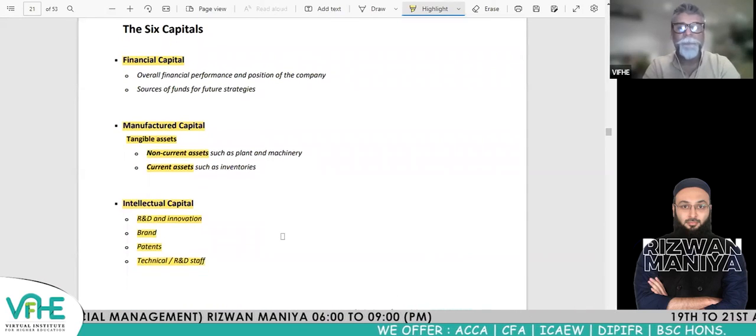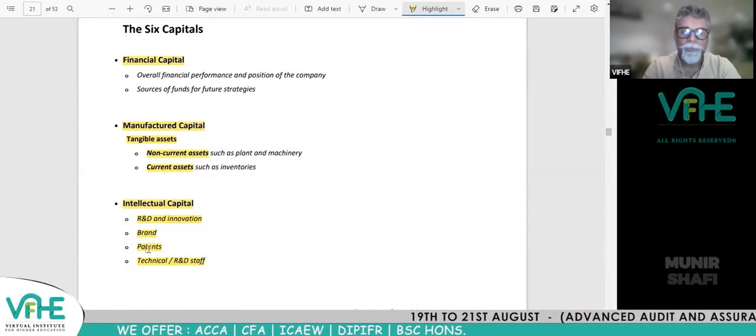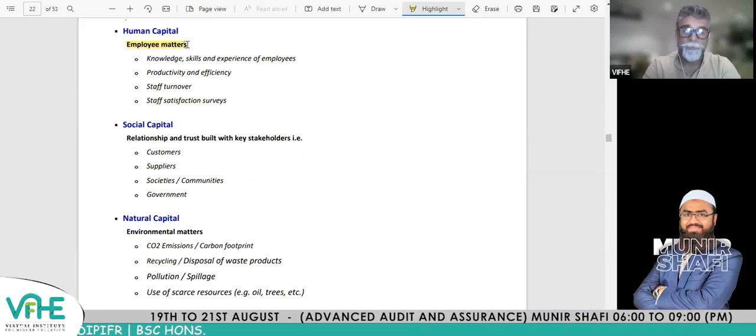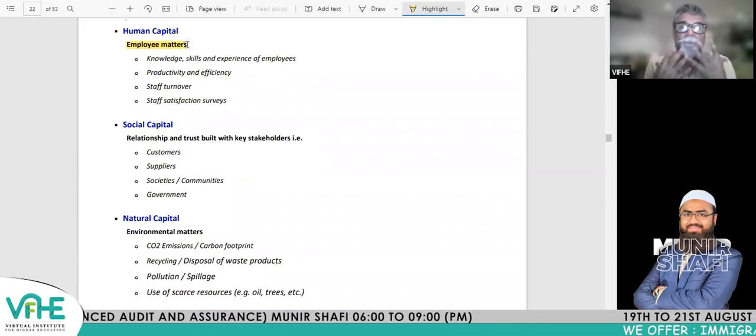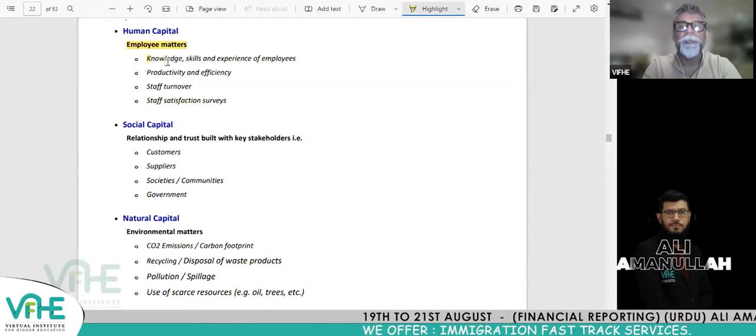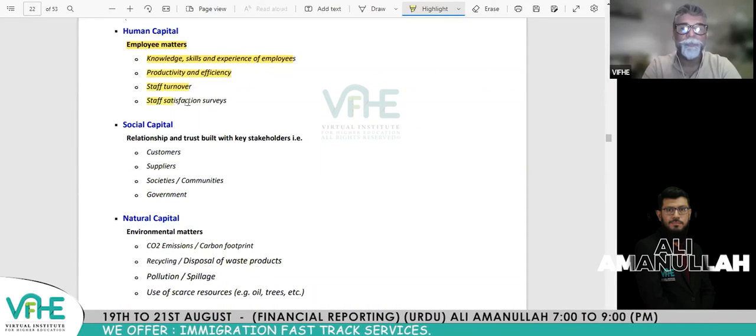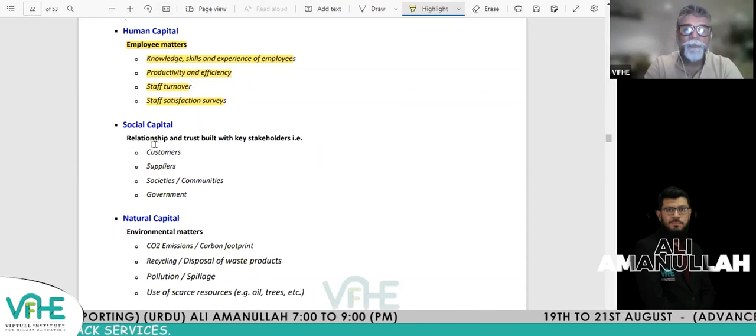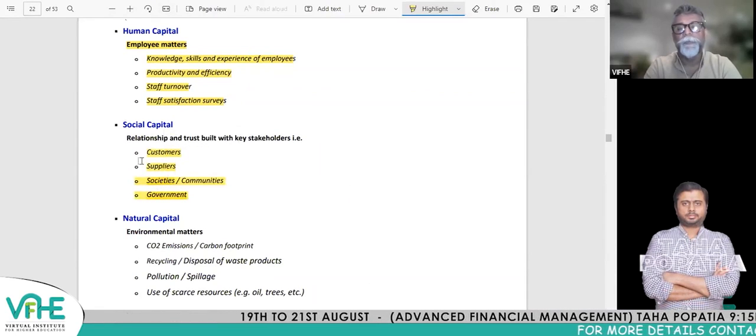So are you clear on these 3 capital? They're just focusing on financial capital, manufacturing capital, intellectual capital, human capital. Human capital talks about employees. So my employees are my asset, right? They are my capital. I use them for generating profits. So employee is under human capital, their knowledge, skills, productivity, efficiency, turnover, anything to do with employees will come under human capital. Social capital talks about customers, suppliers, society, government, all these things.